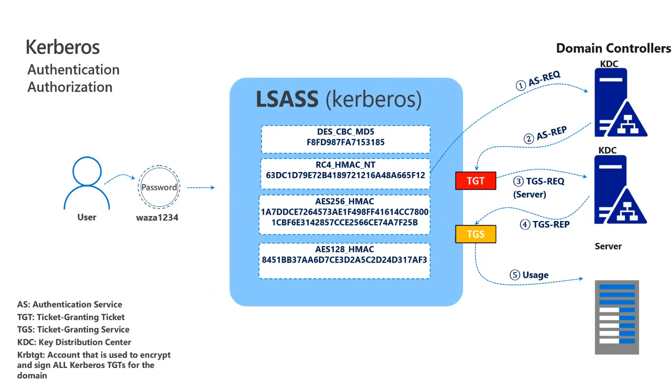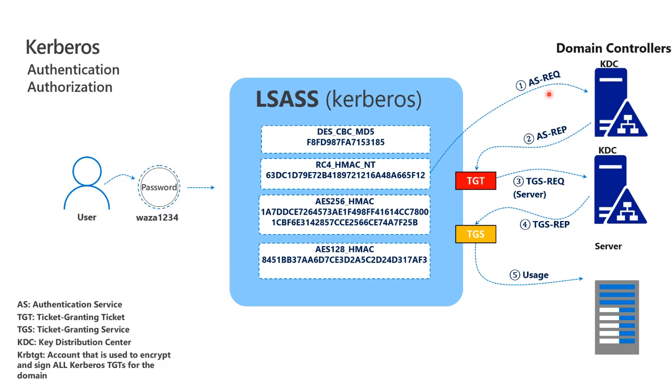So this is the LSASS memory space where the Wasa1234 is stored in four kinds of ciphers, where the strongest is AES-256 and the weakest is RC4. When a user wants to authenticate, it tries to authenticate in front of a KDC on the domain controller. The KDC is a Key Distribution Center which holds a copy of these ciphers. First the user needs to authenticate in their organization, and the user sends an AS request, authentication service request, which includes an encrypted timestamp.